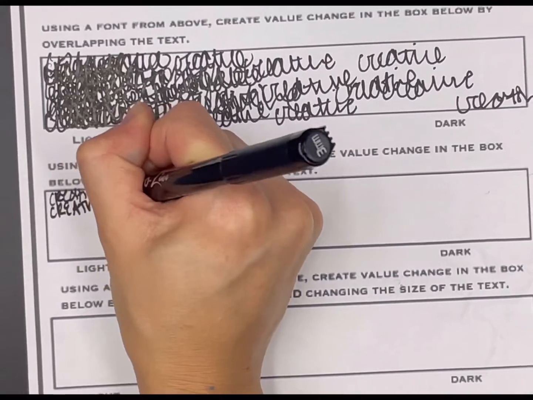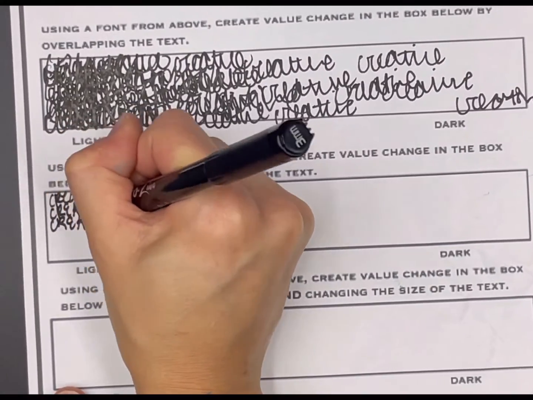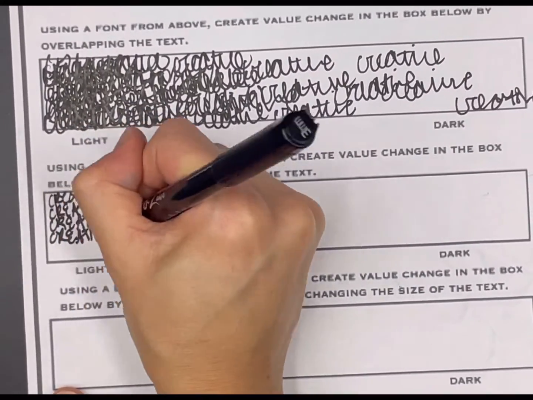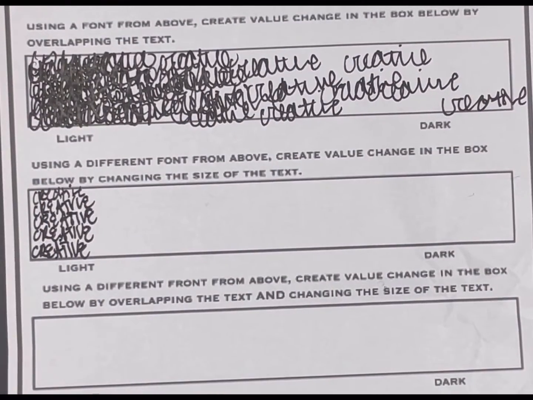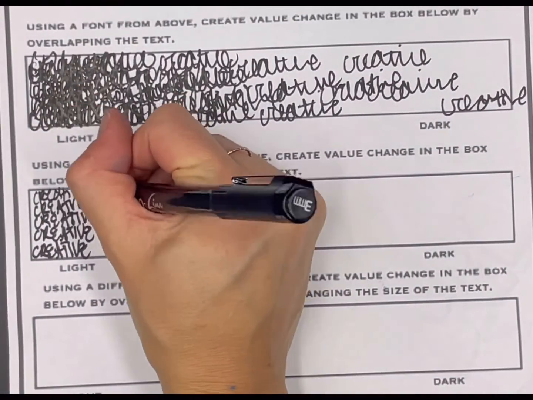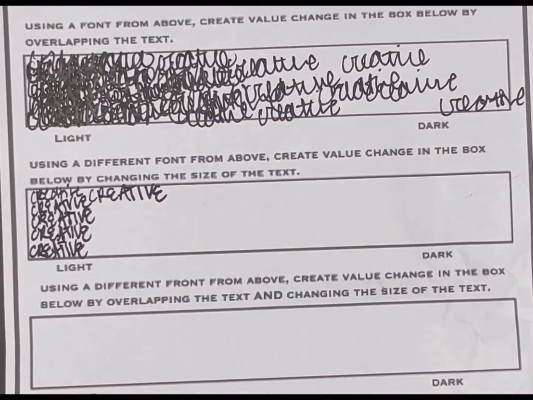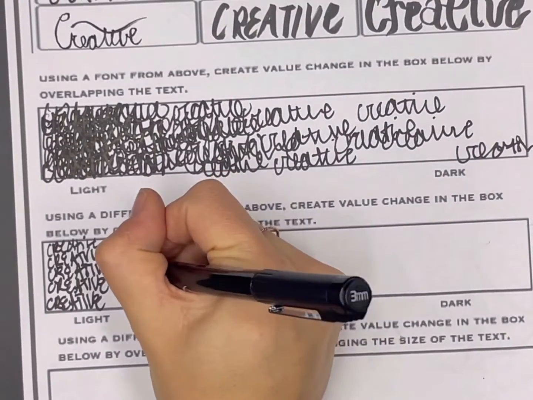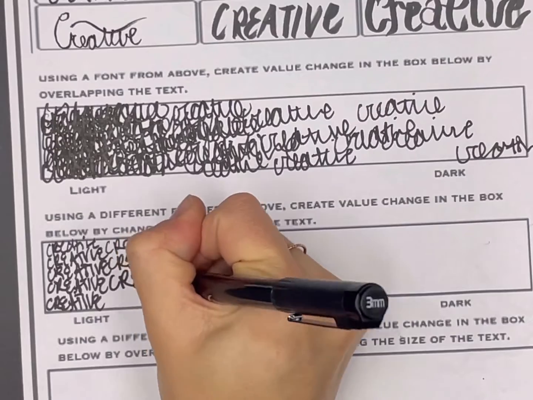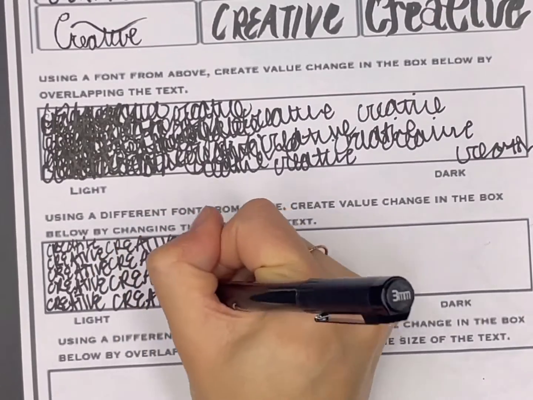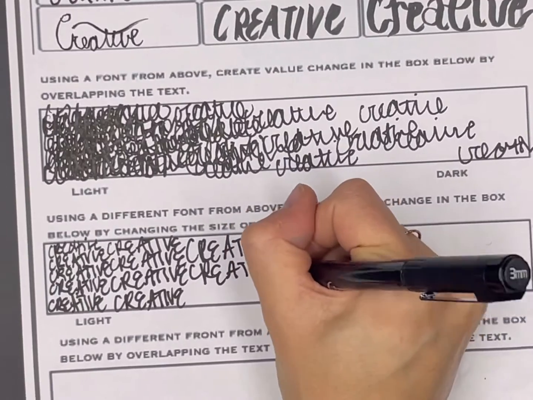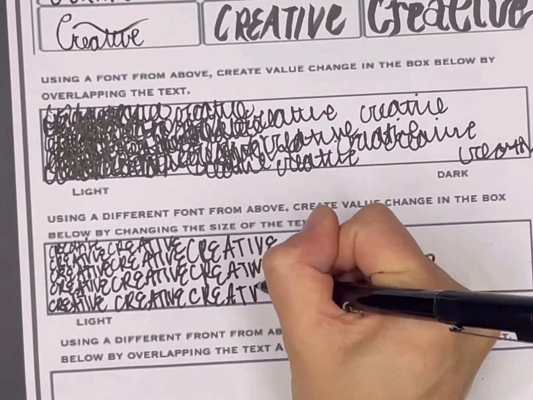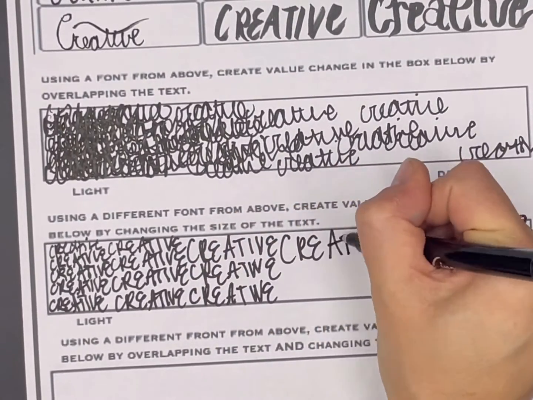The next rectangle, we're going to be creating value change with our text using size change. So this time I'm not going to overlap the font. I'm going to be spacing those out, but the size of the font is what will be creating the value change. So as I go towards the lighter side, I'm going to start to make my font larger. That allows more of the white paper in the background to show through so that it becomes a lighter value.